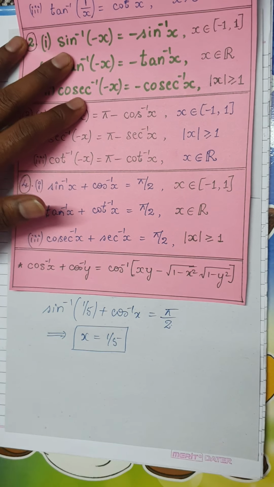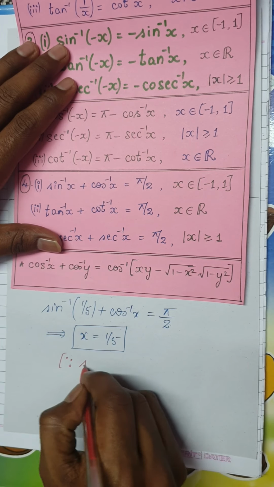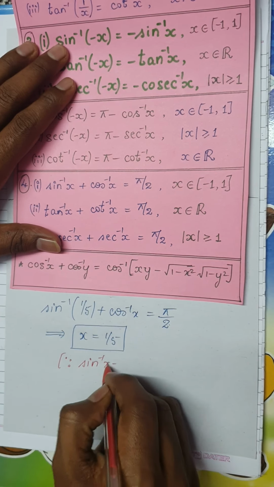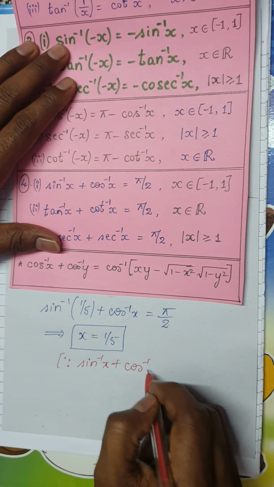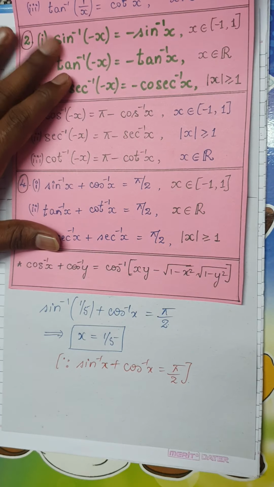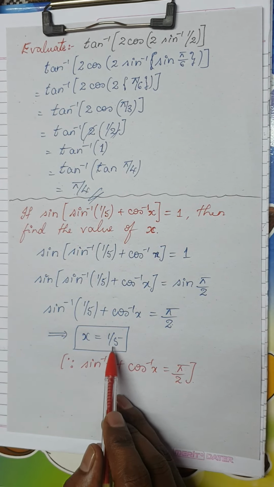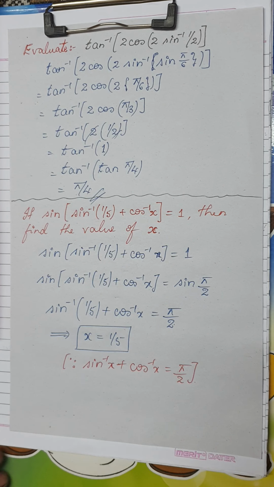Hence I wrote x is equal to 1 by 5. You can always write the reason why I am writing this, because sin inverse of x plus cos inverse of x is equal to pi by 2. Okay, so if you use this result, I'm going to get the value of x as 1 by 5, and this will be a 2-marker question.